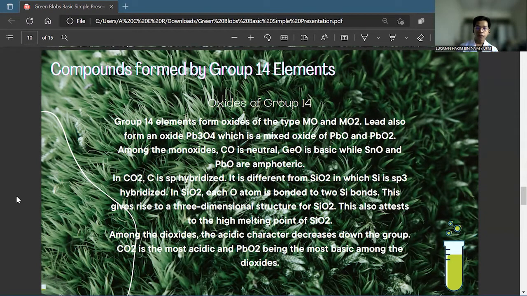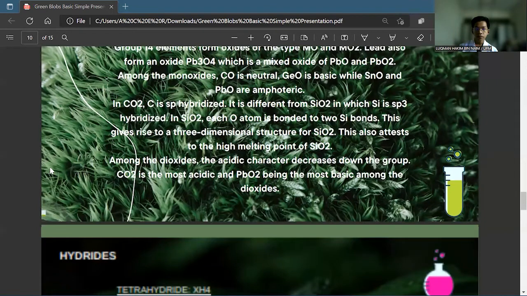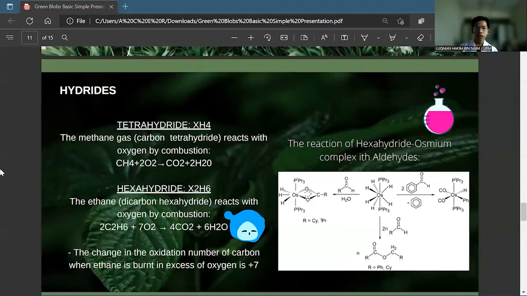Among the dioxides, the acidic character decreases down the group. CO2 is the most acidic, and PbO2 is the most basic among the dioxides. So for the reactions of hydrides, there are two, which are tetrahydrides and hexahydrides. Let's take a look at each one of them.